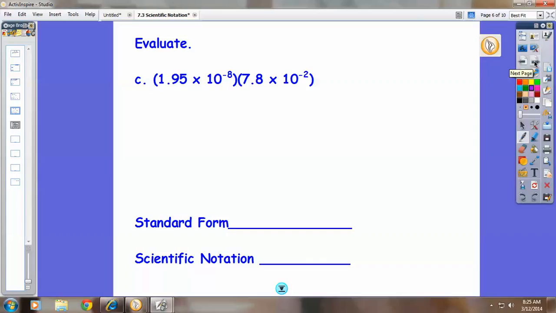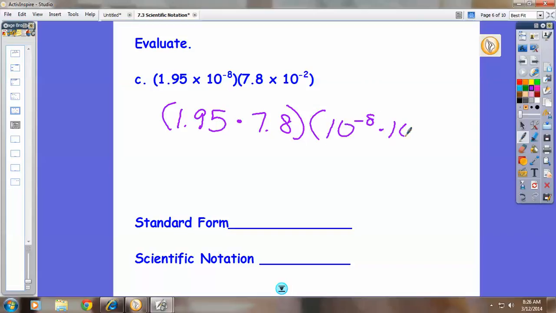Example C is where we're at right now. What would you do first here? Multiply those decimal answers, 1.95 times 7.8, and then multiply your tens. I'm sorry, Logan, what did you say? 15.21. 15.21 is what I have as well. 1.95 times 7.8 is 15.21.